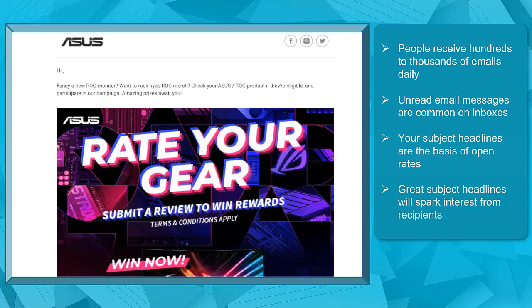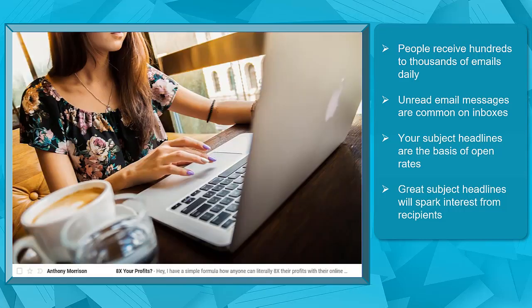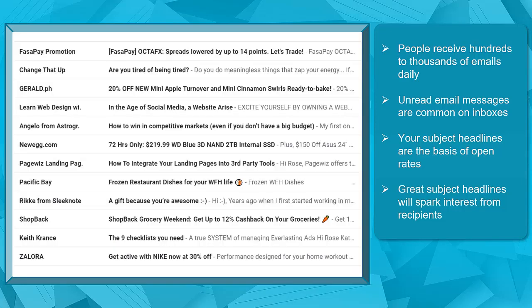Most of the time, the subject headlines are the basis for opening an email message or not. How good your subject line is will decide if it will be clicked, opened, and read by your recipients. As an email marketer who wants to get more clicks on their messages, you must learn how to write great headlines that will spark interest from your recipients. Great subject headlines work since it sends a message to the recipient that they will benefit from reading your message.